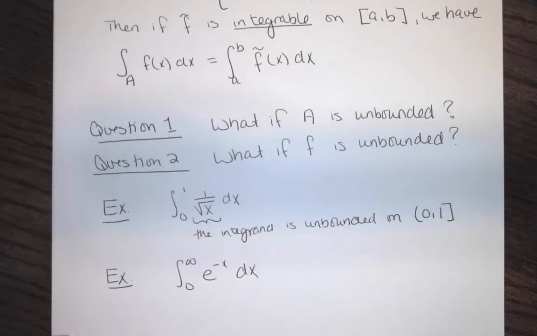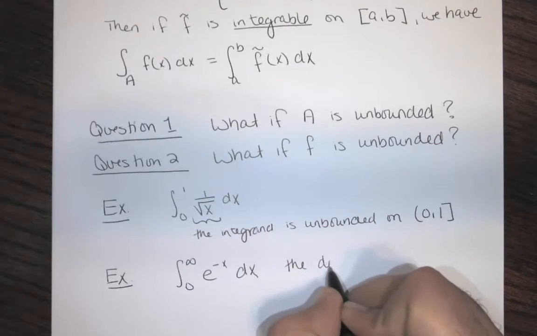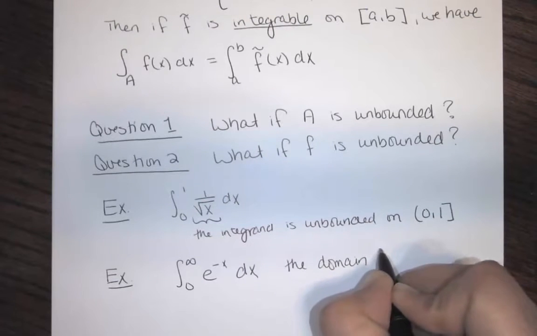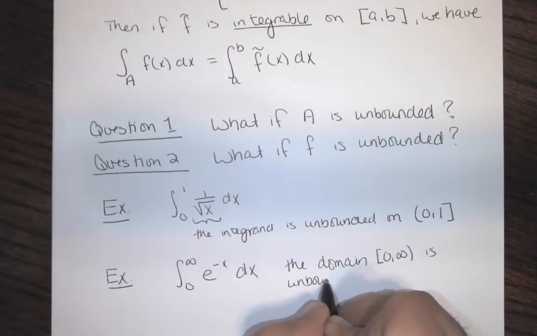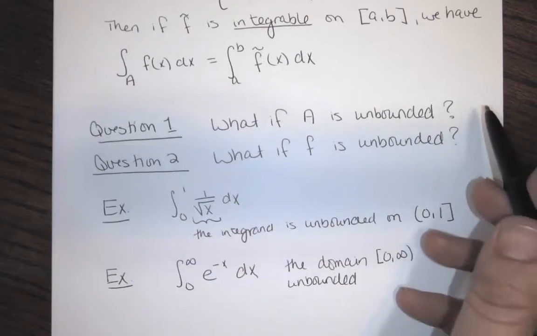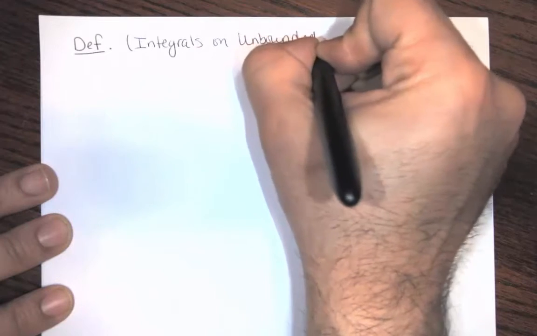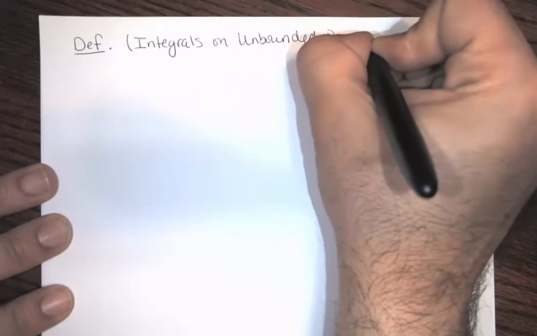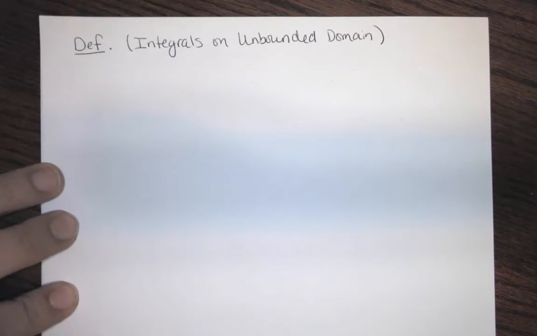Or consider this example. Here, the domain is unbounded. So this is an example of the kind of integral we want to investigate, suggested by our first question. So for the first definition of how we're going to extend our definition of integration, we're going to define what it means to be integrable on an unbounded domain.